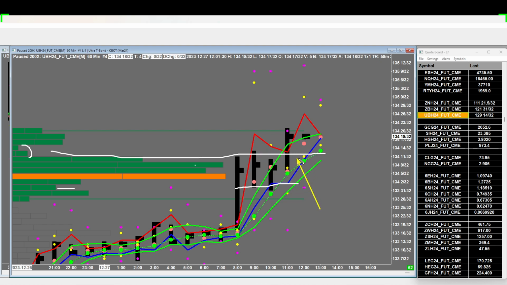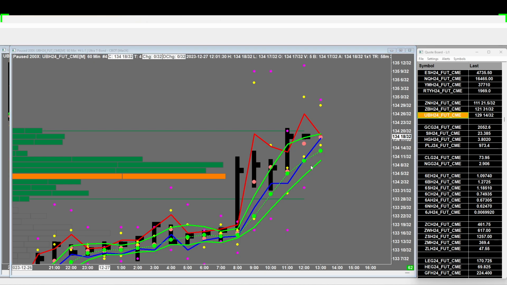So if this is going to continue, this 134-ish level should be strong. We should see it as it tests down there. You should see the price action. You should see on the DOM, the depth of market, the bids being stacked here. As it gets down here, you should see the offers being pulled.